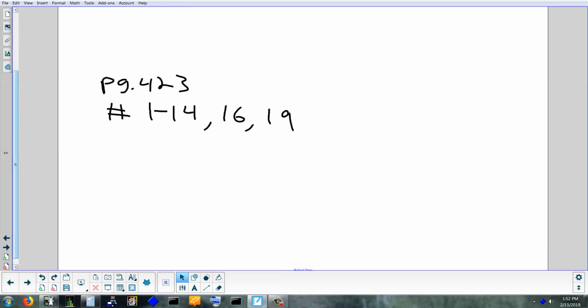So 1 through 14, 16, and 19. Numbers 10 and on, like 10 through 14, 16, and 19, are the ones that are a little harder. 1 through 9, they either already factor it for you, or they just give you something like this, and you just take the inverse sine of each side and you're done. So the first 10 questions are pretty quick.